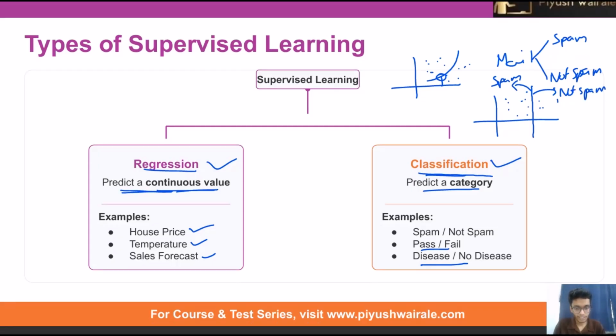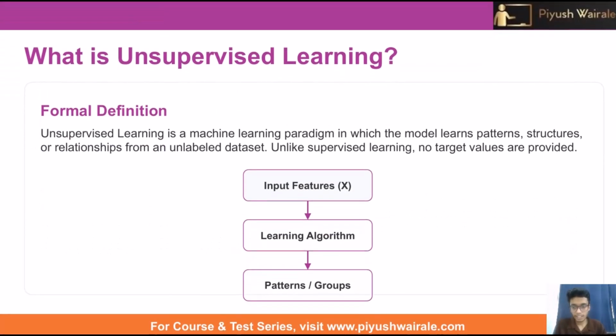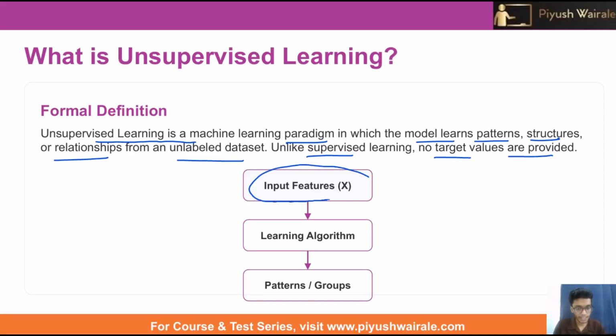Okay, now talking about what is unsupervised learning. Unsupervised learning is a machine learning paradigm in which the model learns patterns, structure, or relationships from unlabeled data. Unlike supervised learning, no target values are provided. There are only input features, there is no y column, and it tries to learn patterns or groups out of that data, and then it trains the model for future datasets, right?